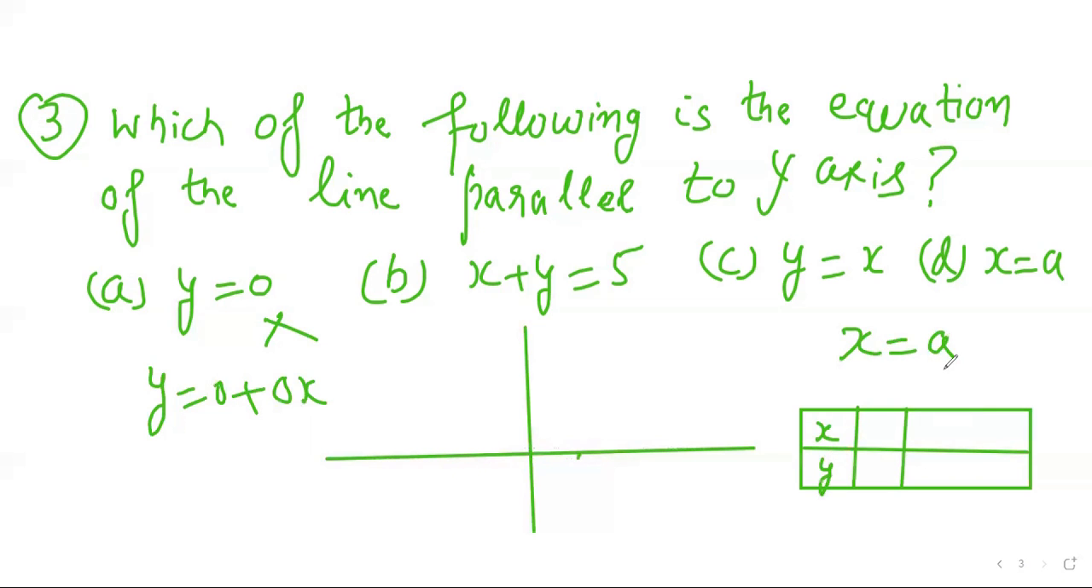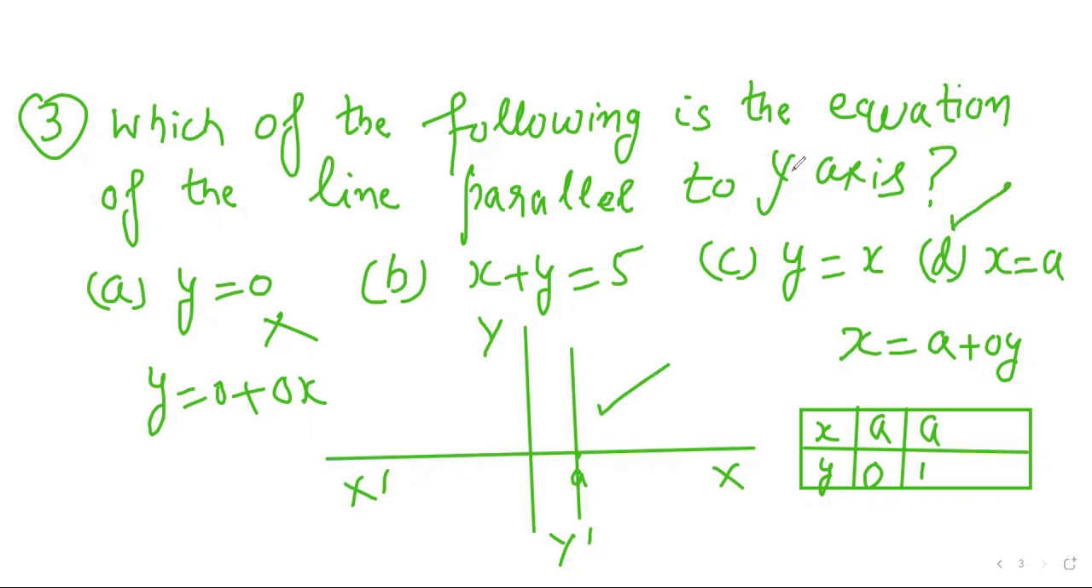X, Y. So you need to write 0, Y here. When you put the value Y as 0, X is A. When you put the value Y as 1, X is A. That means X is A is here. So you see that when X is A, Y is 0, X is A, Y is 1, the line will be a straight line parallel to Y axis. So this is your Y, this is your Y dash, this is your X, this is your X dash. That means the option is the correct answer.